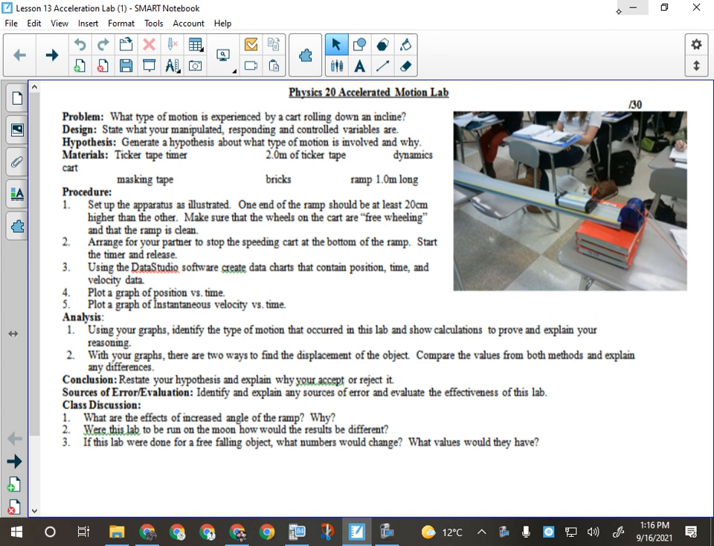Okay, so the problem: what type of motion is experienced by a car rolling down an incline? Spoiler alert, it might be in the title. Okay, that's what we're doing here. It's a lab on accelerated motion. So you've got to restate the problem in your own words in the form of a question. Change one or two words.